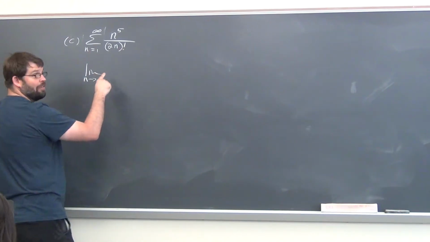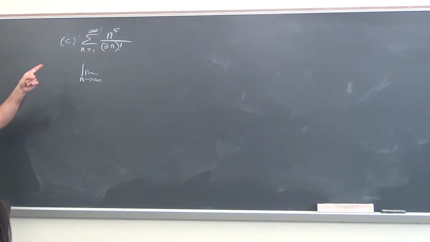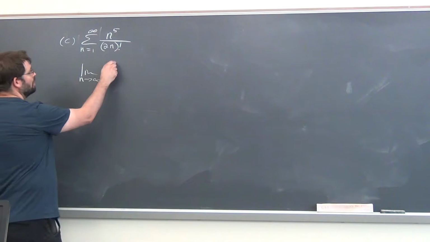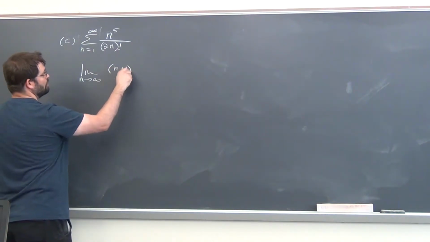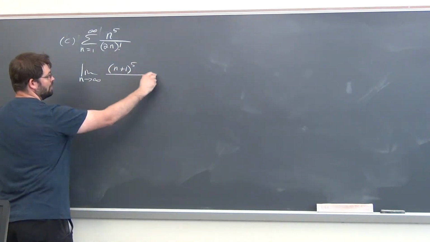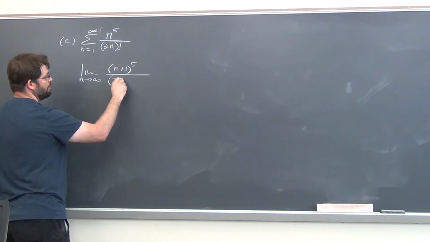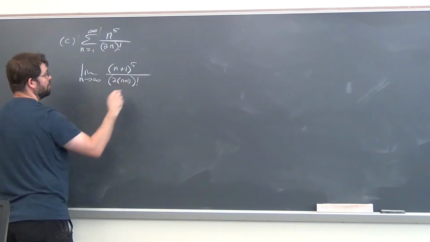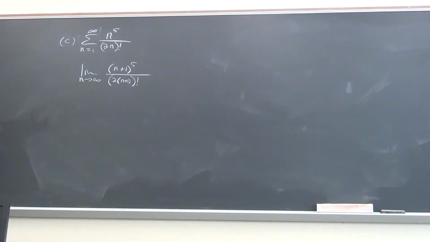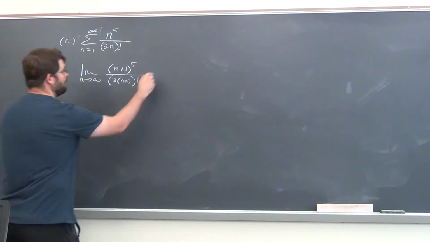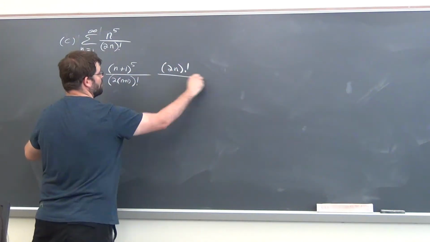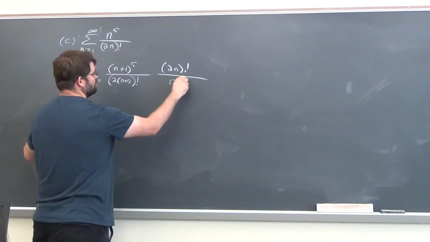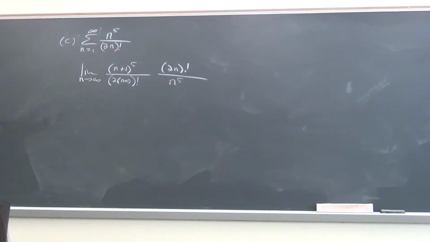Okay, same setup. This time everything's positive, so I'm going to just drop the absolute value. What does my n plus 1th term look like? n plus 1 to the 5th, and then 2 times n plus 1 factorial. That makes sense? And then what's the nth term, or the reciprocal of it? Just 2n factorial on the top, over n to the 5th.